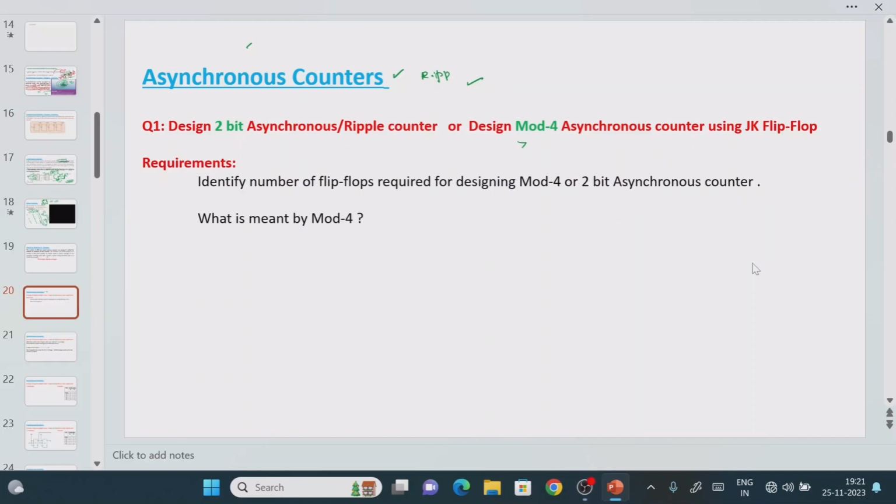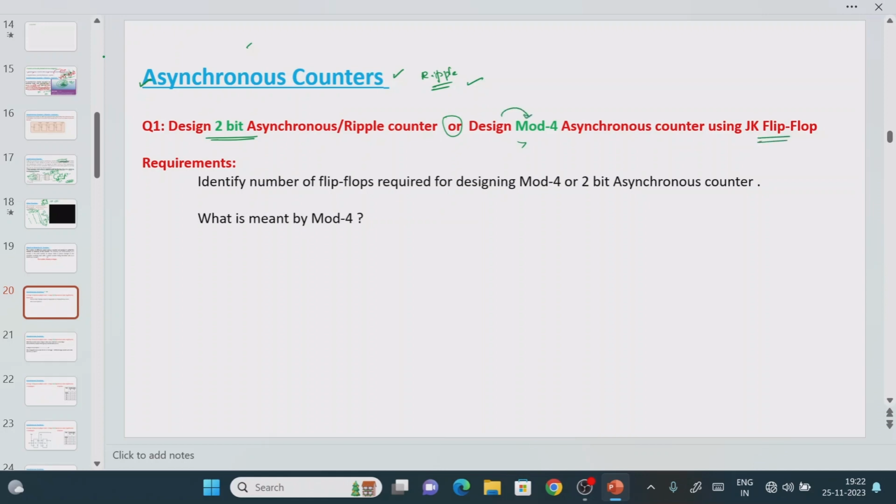Hello all, welcome back. So in today's session we are going to design the different types of asynchronous counters. Another name for asynchronous counters is the ripple counter, right? The first given question is that we need to design the 2-bit asynchronous counter, right? Then another pattern of asking this question is design mod 4 asynchronous counter.